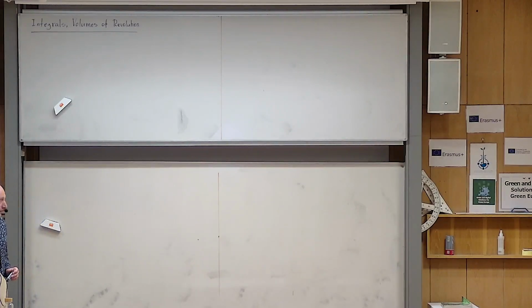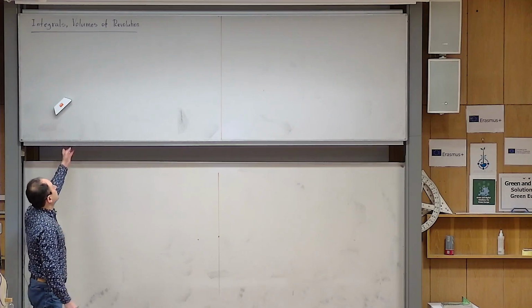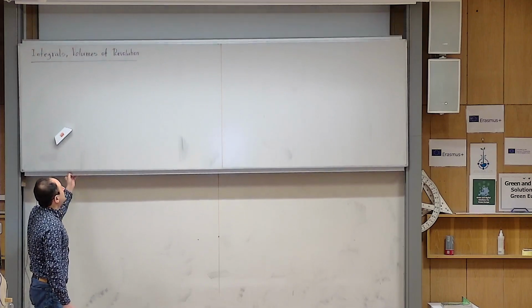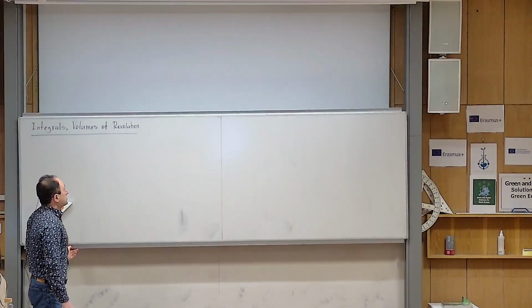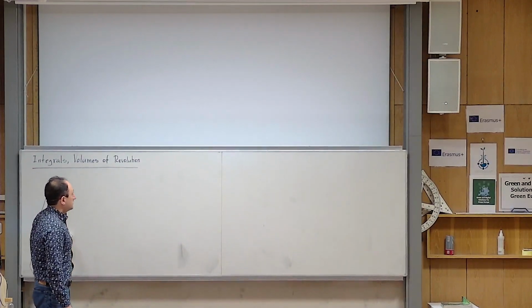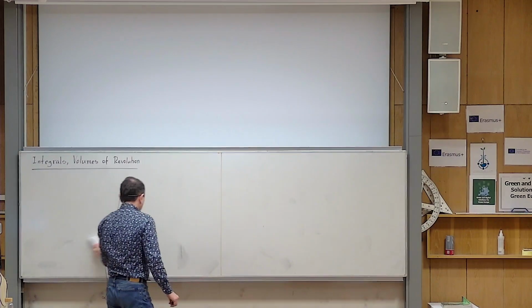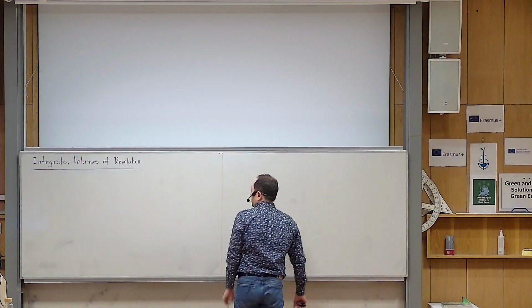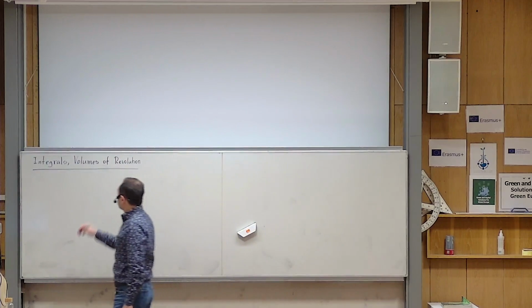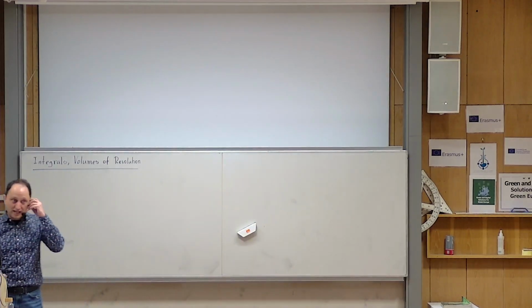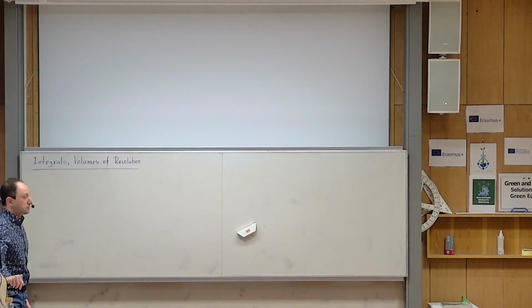Okay, good afternoon. So let us now start another part of this chapter that was left. And that is an important part. So that is called volumes of revolution. So we want to calculate volumes of solid objects somehow.